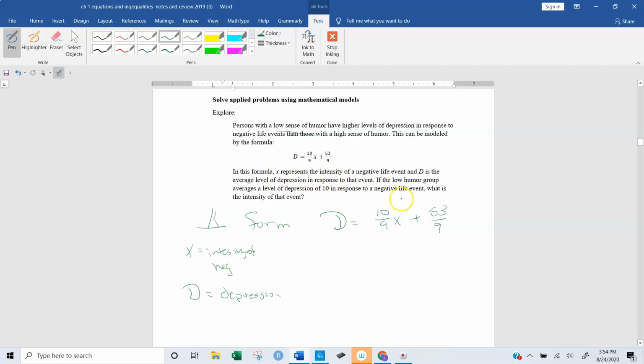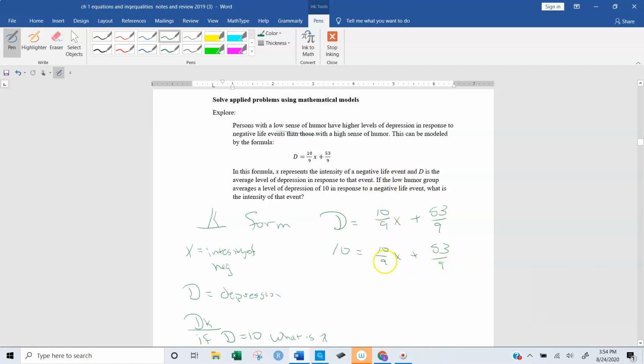Not that I know what any of this means. If the low humor group averages a level of depression of 10, so this is probably what I don't know. So if D, because it's a level of depression, equals 10, in response to a negative life event, what is the intensity of that event? Okay, so if D equals 10, what is x is what we're trying to find. So let's put this in here. 10 equals 10 over 9 x plus 53 over 9. If you didn't pause this and solve it yourself, do so now.